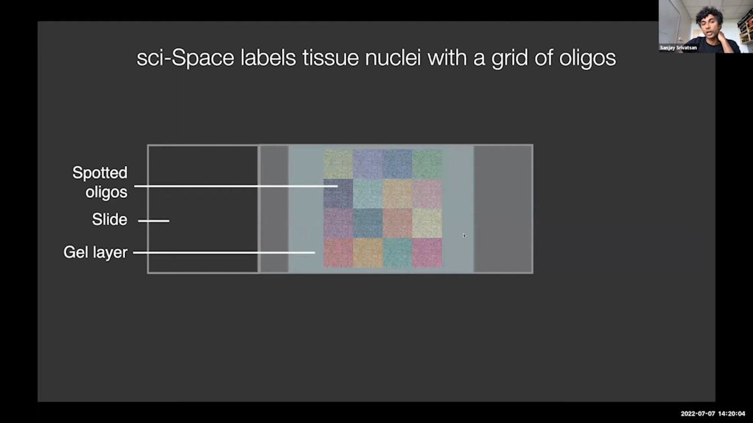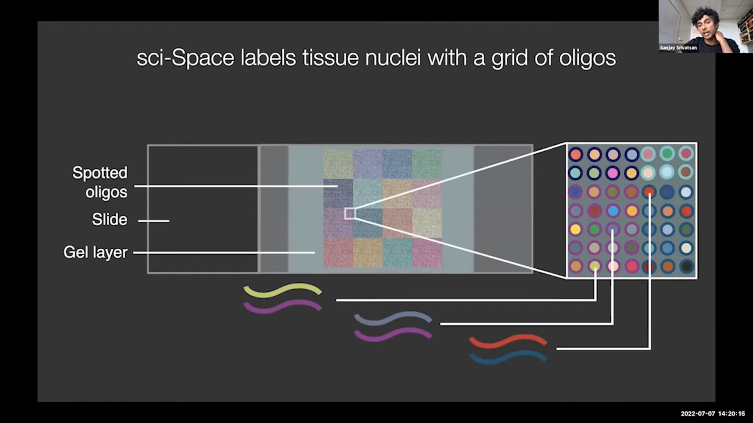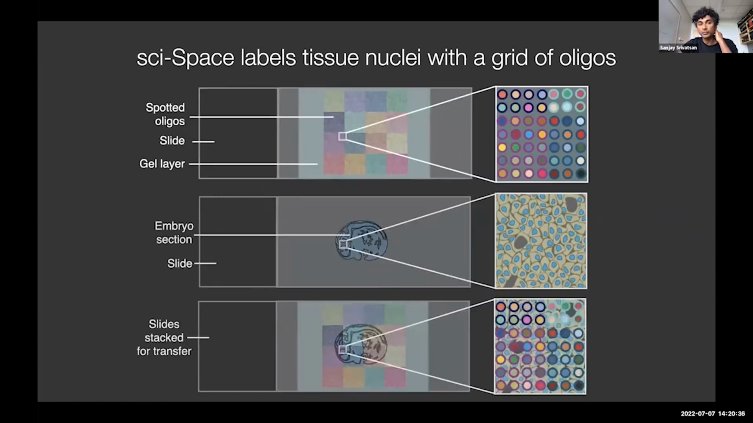And to briefly walk you through how this works, first we have a glass slide with a layer of gel as a backing. And what we've done is we've spotted different combinations of oligonucleotides such that each of these spots has a different combination of oligos. This layer here is about 22 millimeters by 22 millimeters and contains about 7,000 spots. And here you can see some of the measurements between the spots on the right.